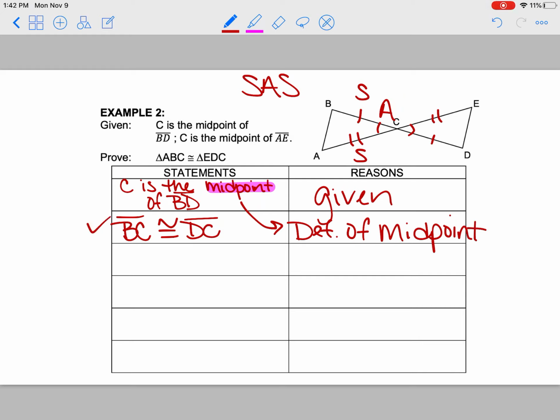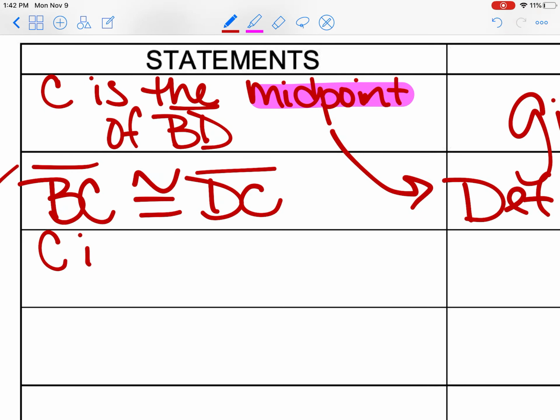Okay, that gets our first check mark. So now let's move to our next given. C is the midpoint of AE.